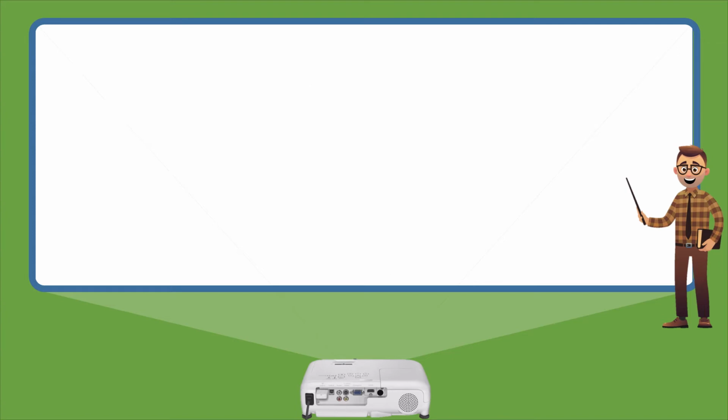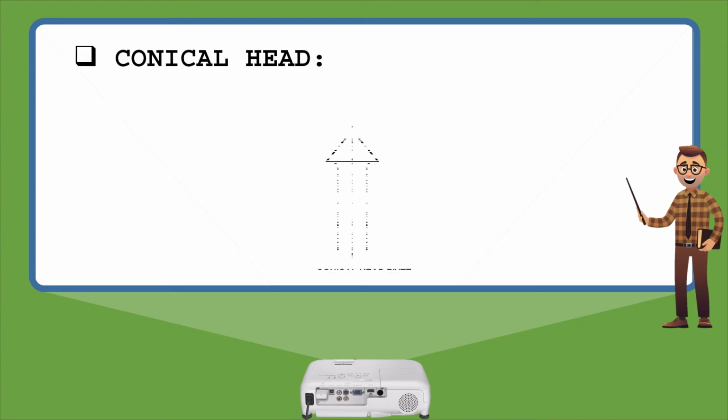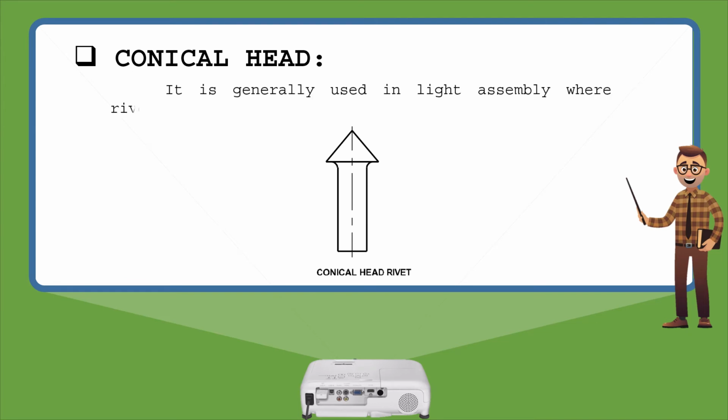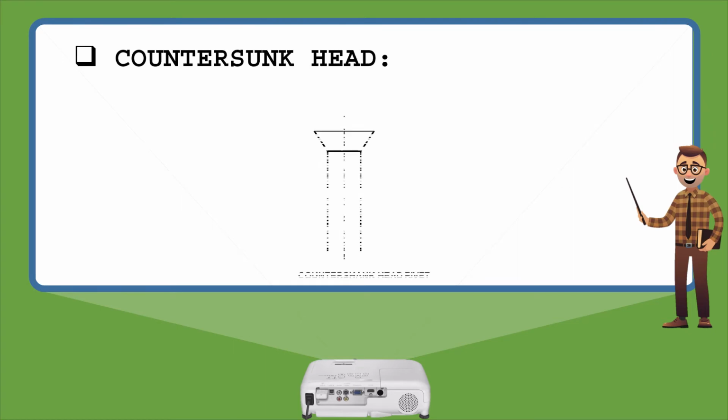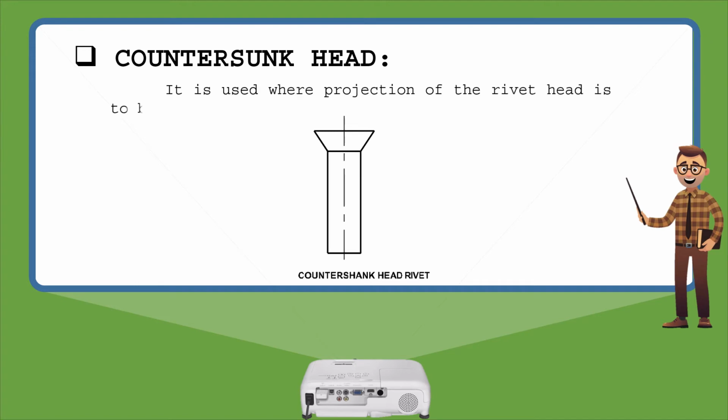The third one is conical head rivet. It is generally used in light assembly, where riveting is done by hand hammering. The fourth one is countersunk head rivet. It is used where projection of the rivet head is to be avoided.